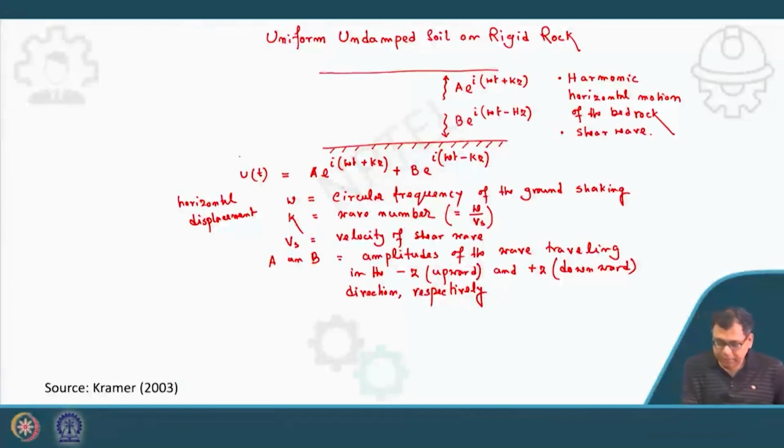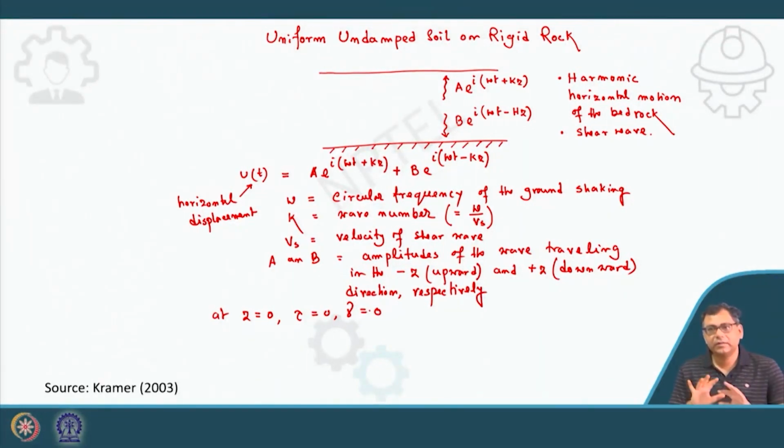So, I will get the horizontal displacement, or the response, as A e^(i(ωt + kz)) plus B e^(i(ωt - kz)). Now, at z equal to 0, that means at the ground surface, my shear stress will be equal to 0 and shear strain will also be equal to 0. If I know the displacement, then I can get the strain also, and if I know the shear modulus, then I will get the shear stress at any point, at any depth.